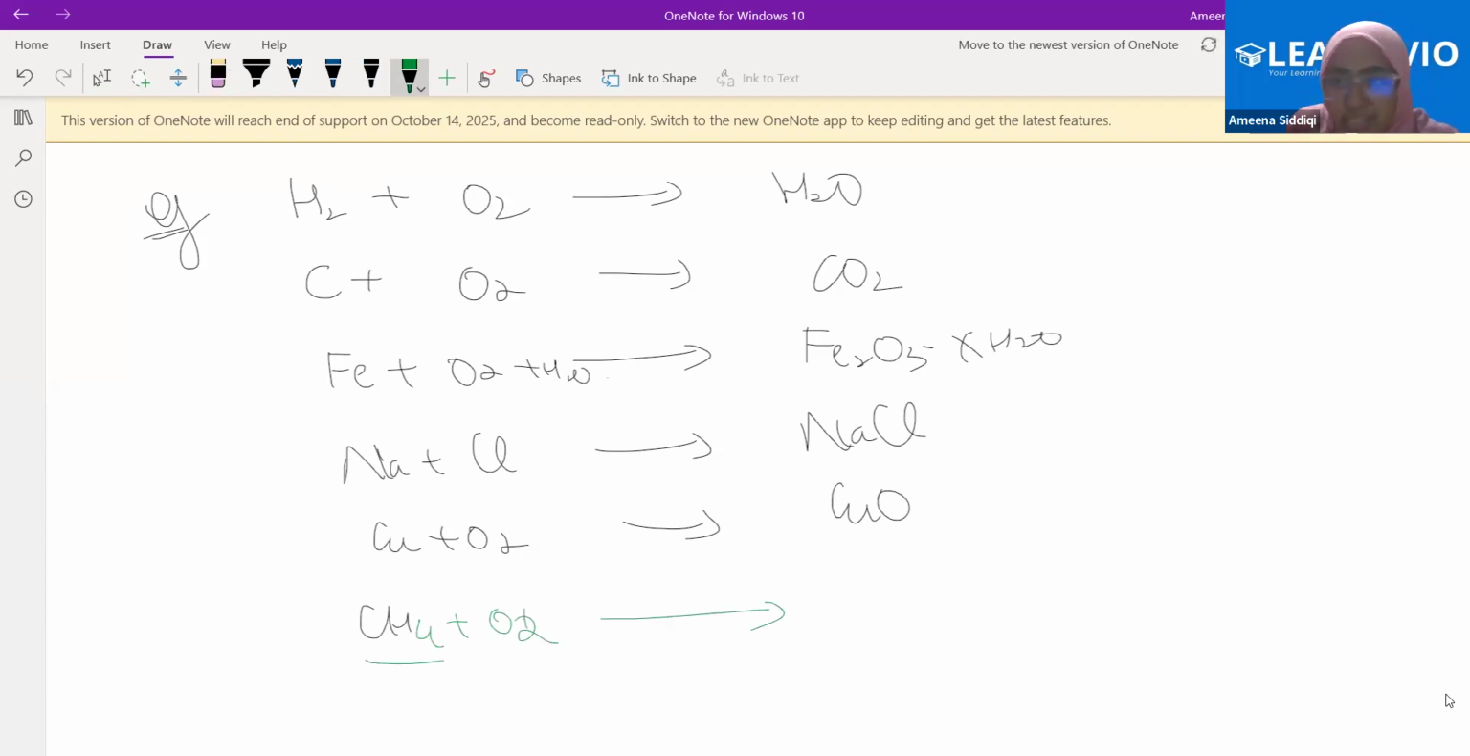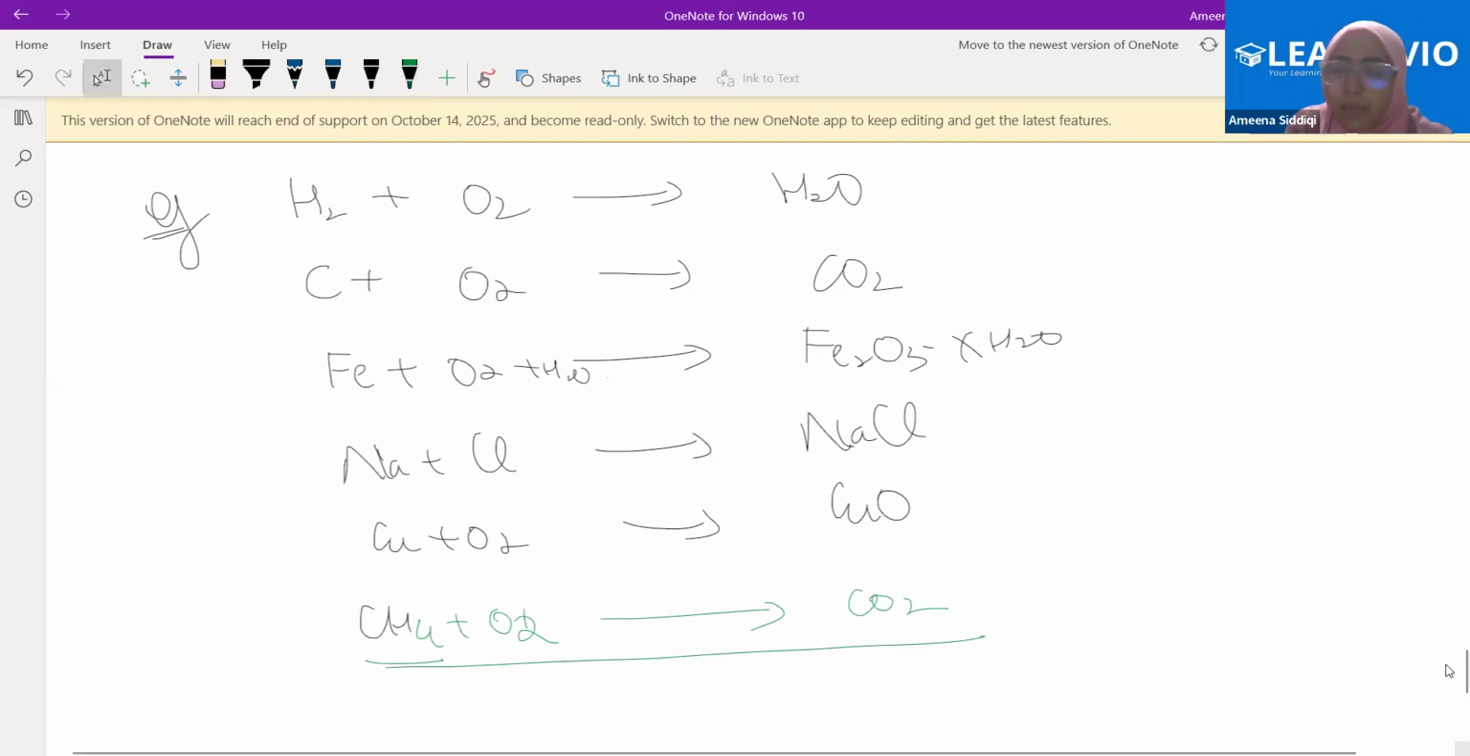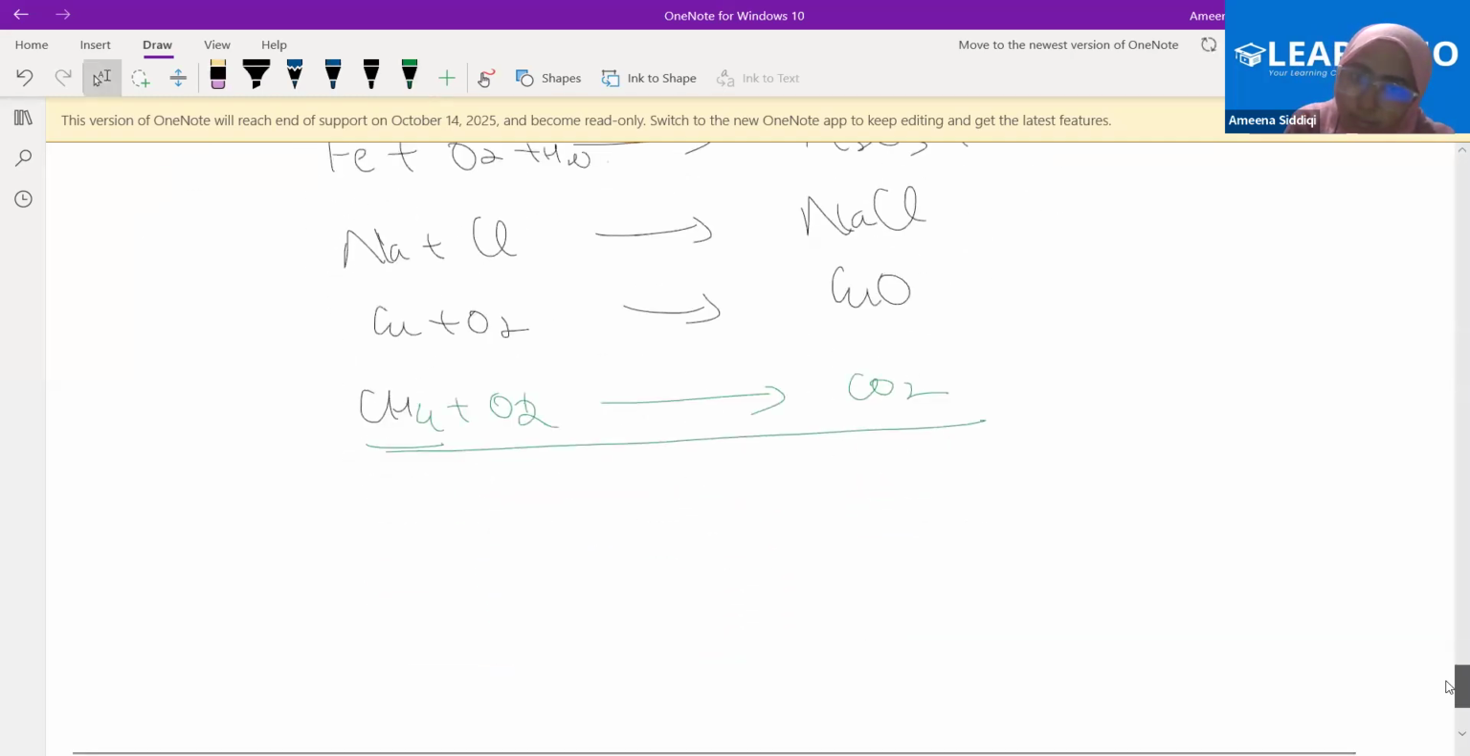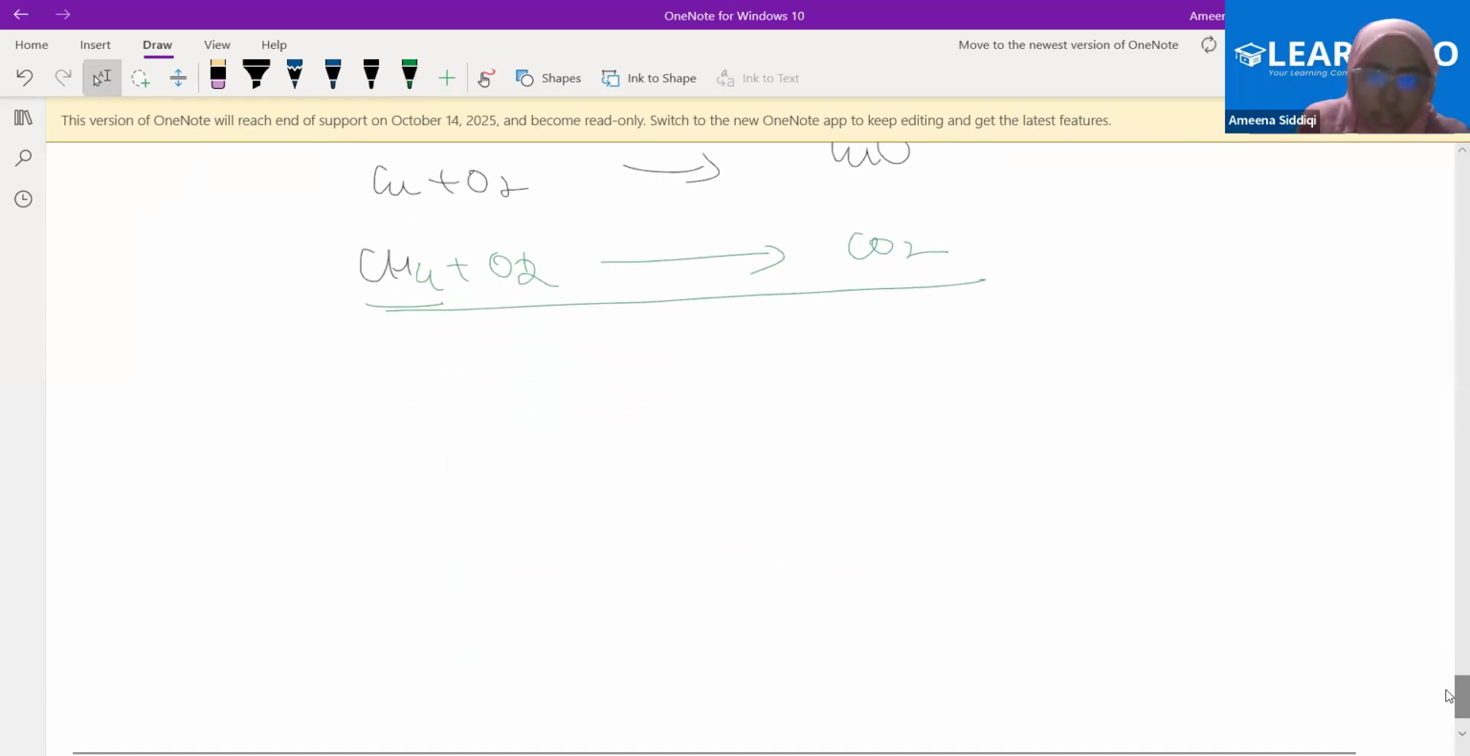This is methane, right? CH4 is methane. If methane is burning, I will get something like carbon dioxide and water, right? Can I call this a combination reaction? Yes. Any confusion here? No. Now we have discussed this type of chemical reaction.